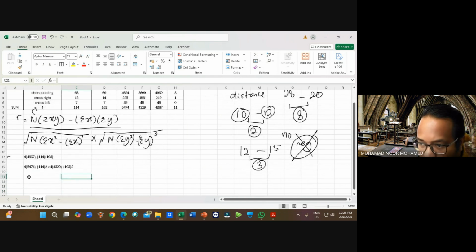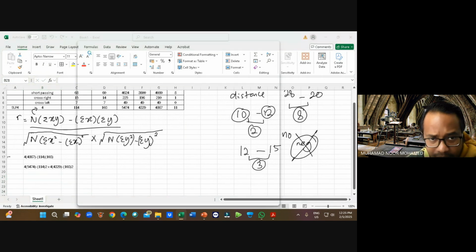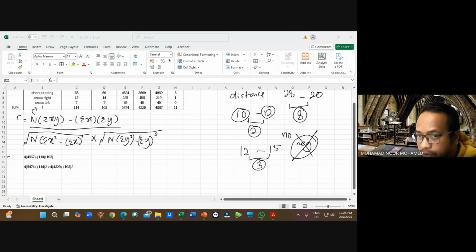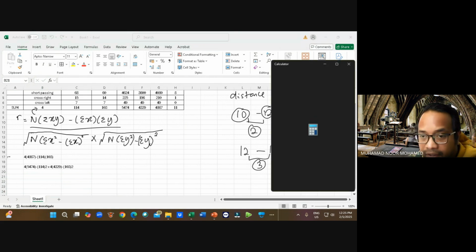Based on here, let's calculate those things. I'm going to calculate this one manually. I'm not going to use the function formula from Excel. I'm going to calculate this normally.